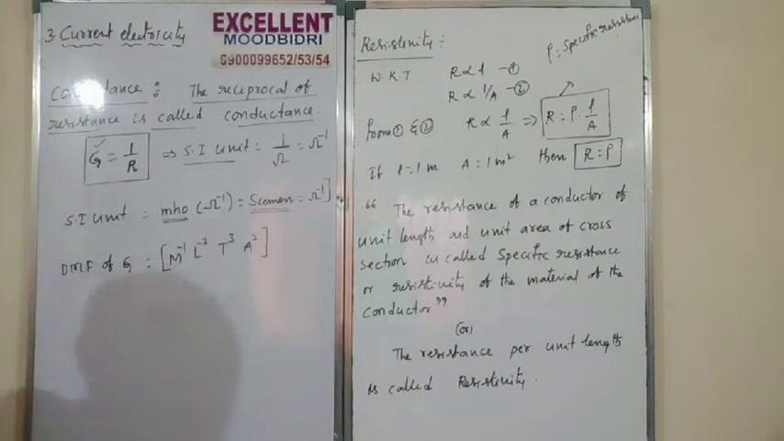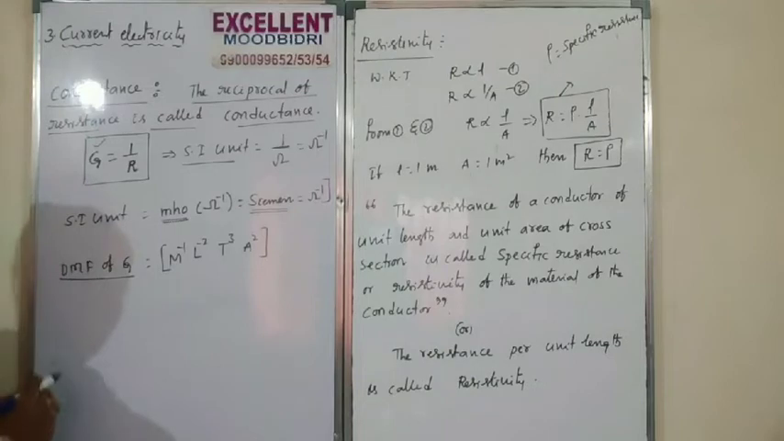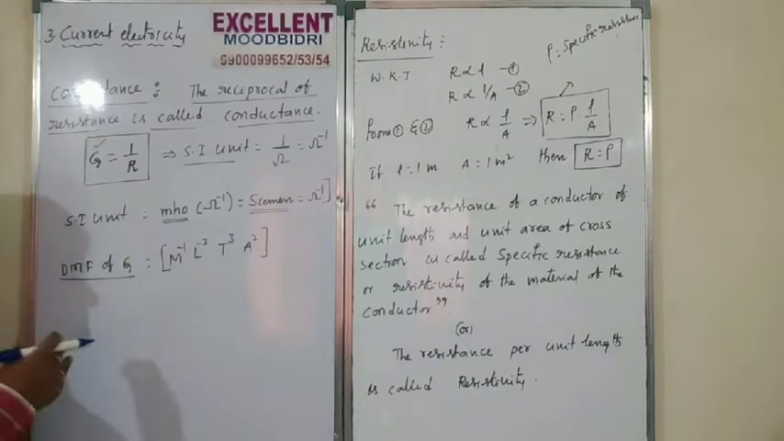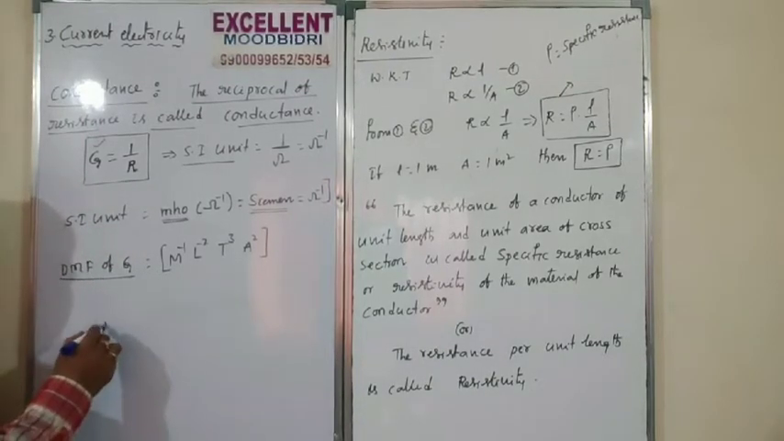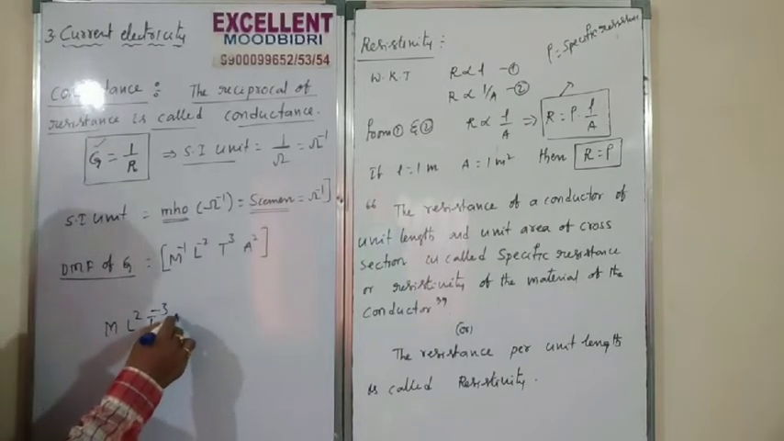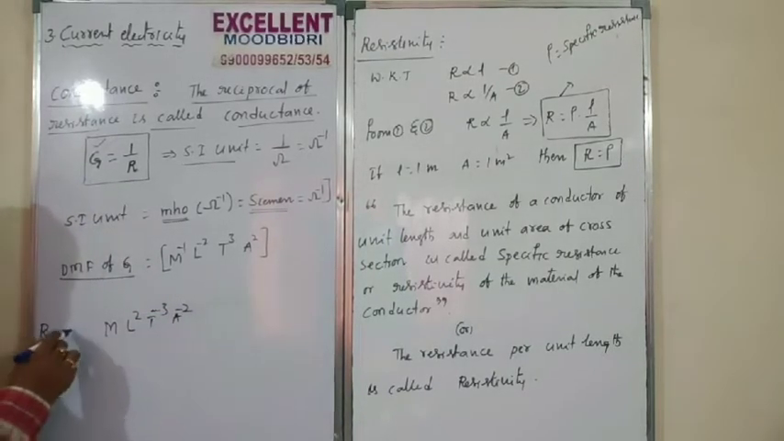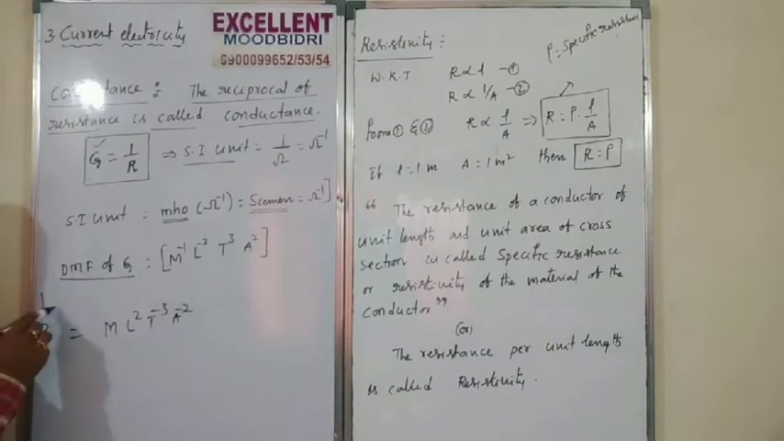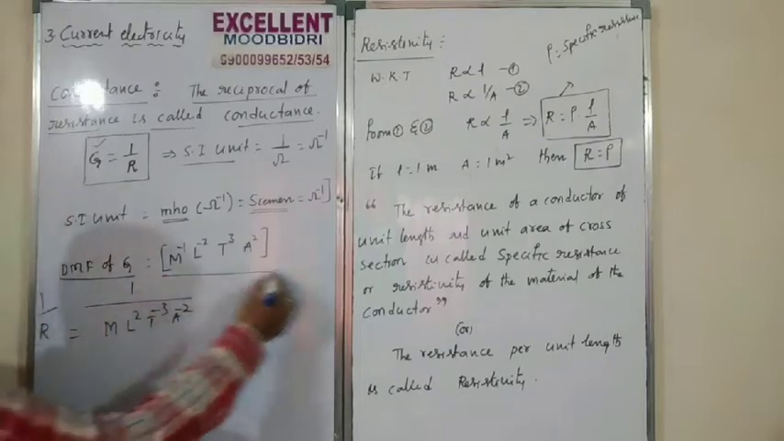Next, the dimensional formula of G. It is the reverse of resistance, right? The dimensional formula of resistance is M L square T power minus 3 A power minus 2. Now for 1 by R, everything goes to the numerator and becomes like that.